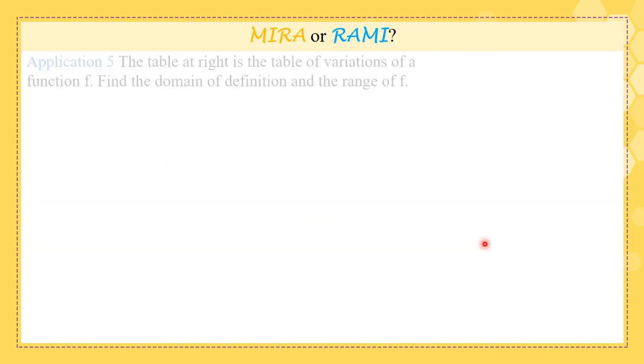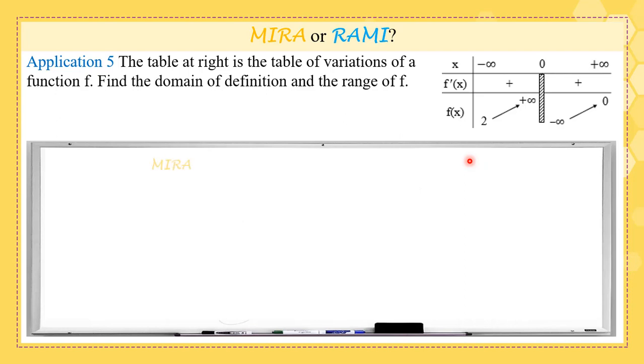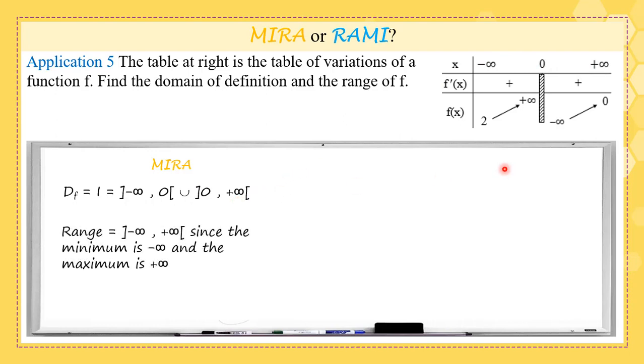Mira or Rami? Let's see. The table at right is the table of variations of a function f, and the question is to find the domain of definition and range of f. This is very simple. Let's see, Mira. The domain of definition, which is represented by I, is (negative infinity, 0) union (0, plus infinity). And the range is from minus infinity to plus infinity, since the minimum is negative infinity and the maximum is positive infinity. Let's see Rami.